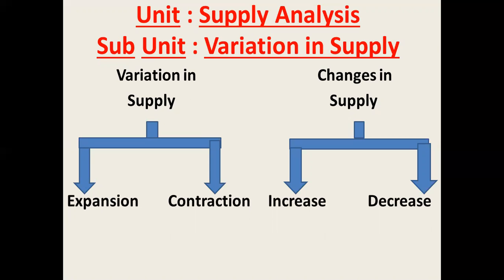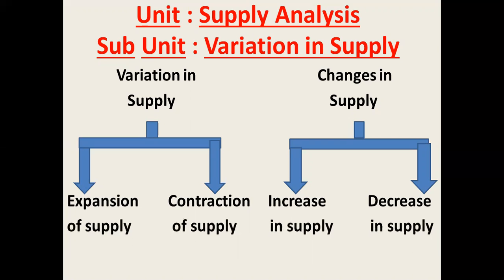Basically, there are two concepts. First is the variation in supply, and second is the change in supply. In variation in supply, there are two types: first is the expansion of supply, and second is the contraction of supply. The second concept, changes in supply, also has two types: first is the increase in supply, and second is the decrease in supply. In this video, we discuss only the first part, because it's a time-bound program. That's why we discuss only the variation in supply.